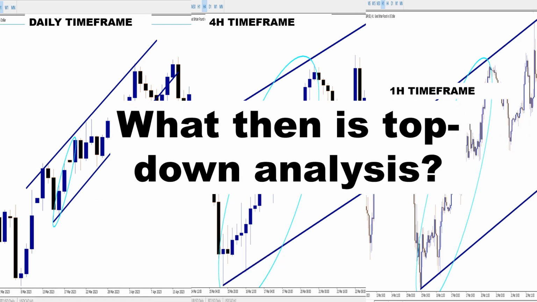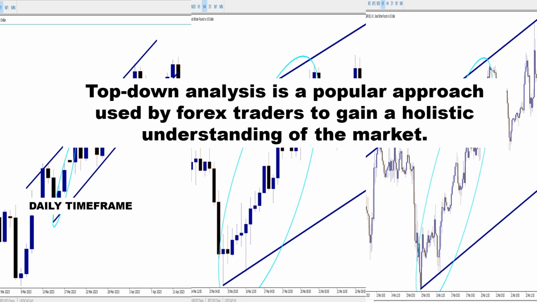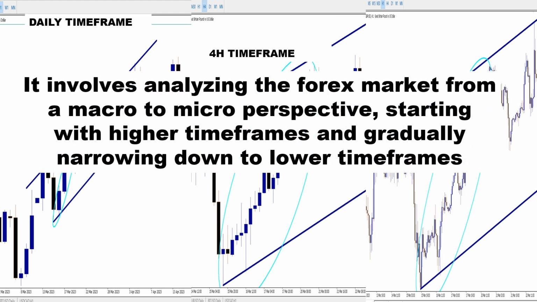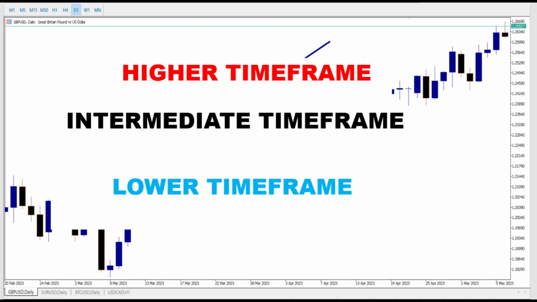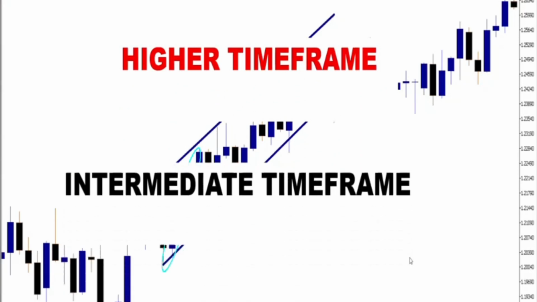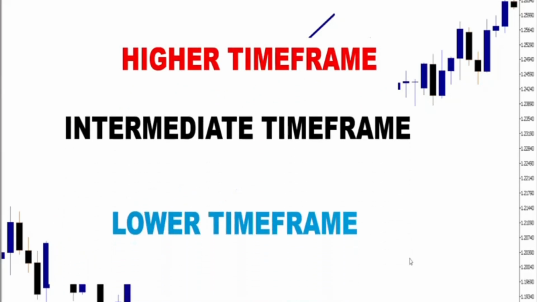What then is top-down analysis? Top-down analysis is a popular approach forex traders use to gain a holistic understanding of the market. It involves analyzing the forex market from a macro to micro perspective, starting with higher time frames and gradually narrowing down to lower time frames. This tutorial will guide you through the steps involved in conducting top-down analysis and provide insights into the time frames required for each level of analysis. Let's look at some examples to throw more light on this topic.